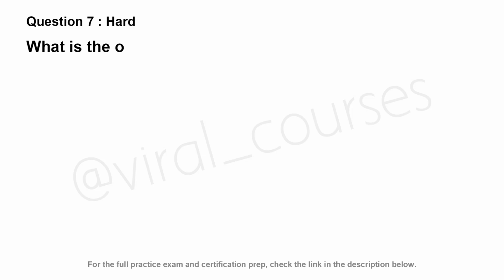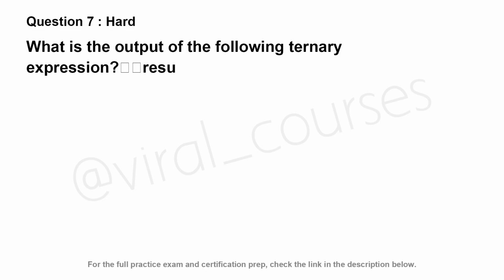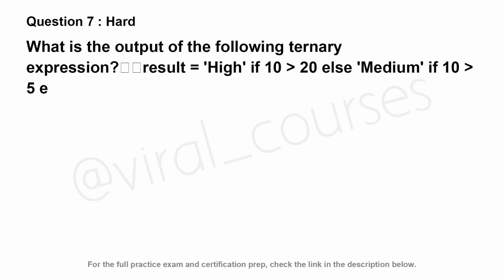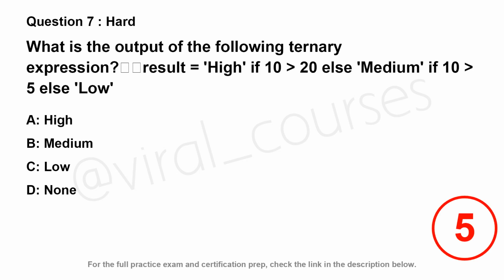What is the output of the following ternary expression? result = high if 10 > 20 else medium if 10 > 5 else low. Option A, high. Option B, medium. Option C, low. Option D, none.